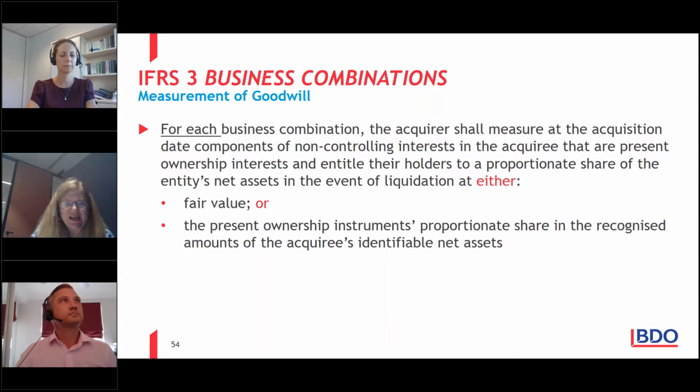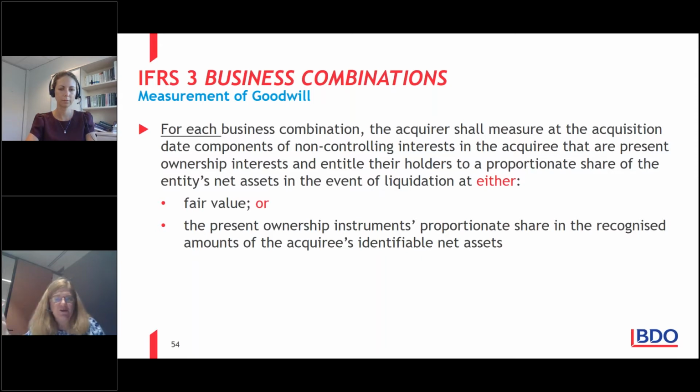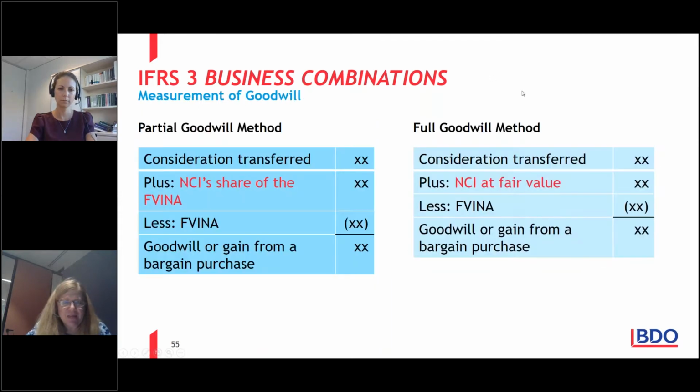You will measure your NCI either at fair value, or at the present ownership instrument's proportionate share in the recognized identifiable net assets. So if NCI has a 20% shareholding, it's 20% of the recognized identifiable net assets, or that 20% could be recognized at fair value. So we talk about the partial goodwill method or the full goodwill method. In the partial goodwill method, you measure your NCI at the share of the fair value of the identifiable assets, let's say 20% of the assets, or in the full goodwill method, your NCI is at fair value.